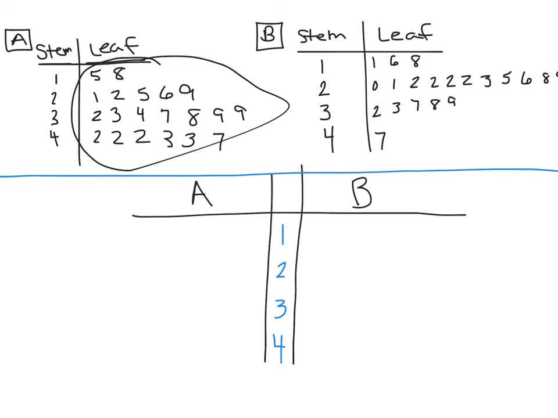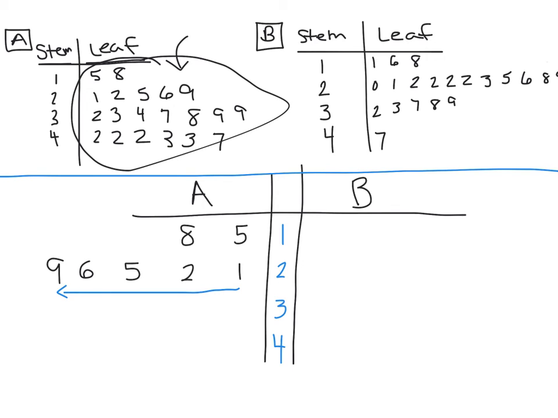Now I need to write them in increasing order away from the stem. So since the stem will be to the right of the leaf, I'm going to write the 5 closest to the 1, and then the 8 farthest away from the 1. And we'll just transpose the leaves that I previously found in this manner. So I'll write down the 1 closest to the stem 2, and then I have a 2, a 5, a 6, and a 9. So you see it's increasing away from the stem.